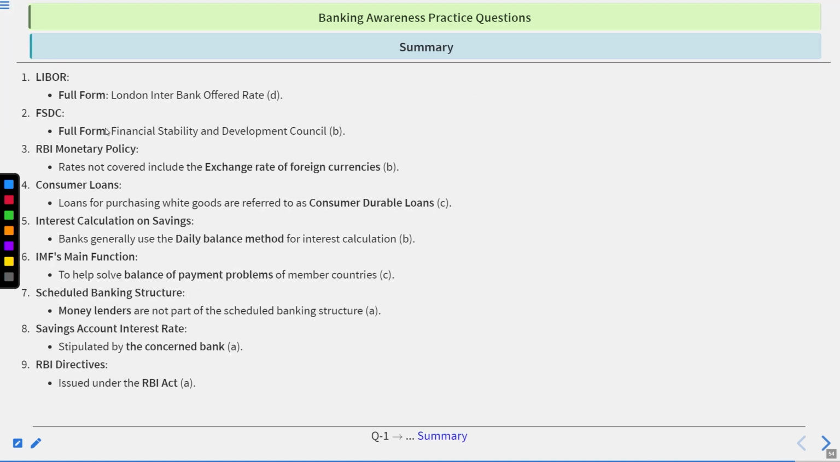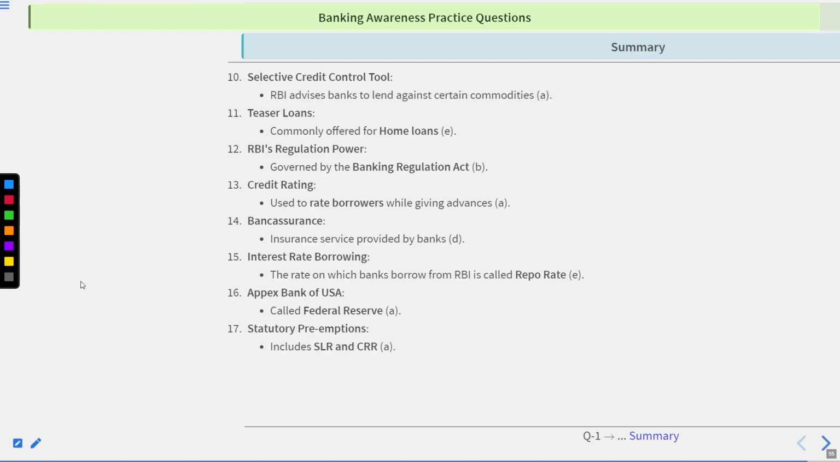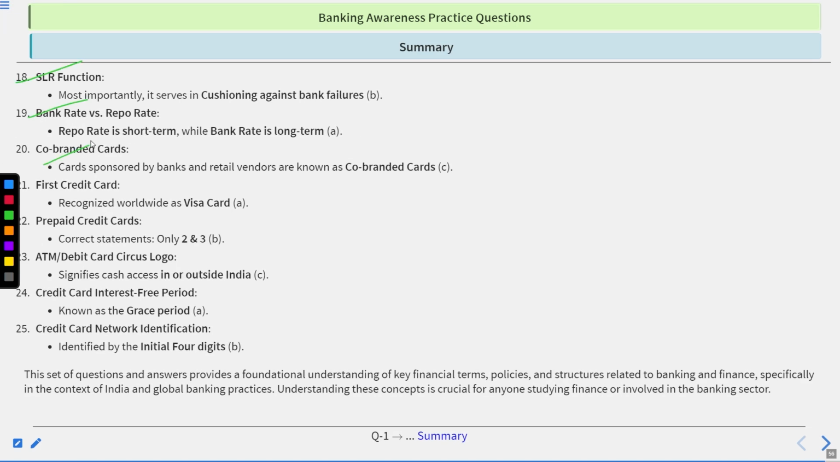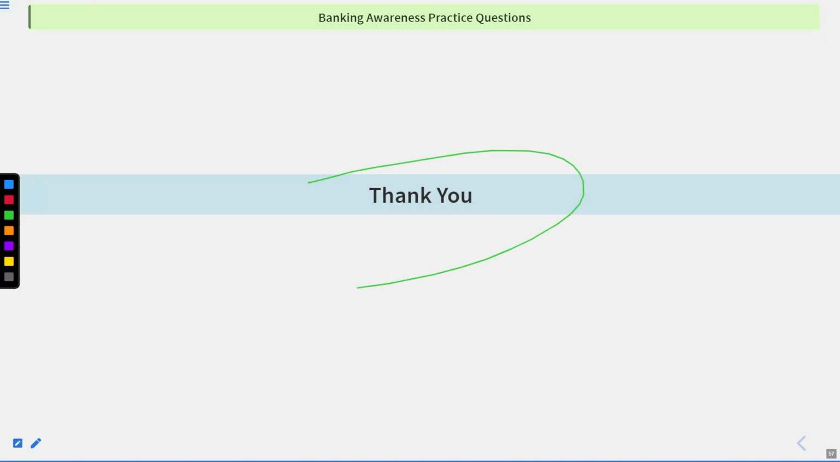So now it's time for a summary. We have talked about LIBOR, FSDC, RBI monetary policy, consumer loans, interest calculation, savings, IMF main functions, scheduled banking structure, savings account interest rate, RBI directives, selective credit control, teaser loans, RBI regulatory powers. Thereafter, we have talked about crediting, bancassurance, interest rate borrowing, Apex Bank, statutory presumptions, then SLR functions, and this and that. So with this note, we have finished this topic.